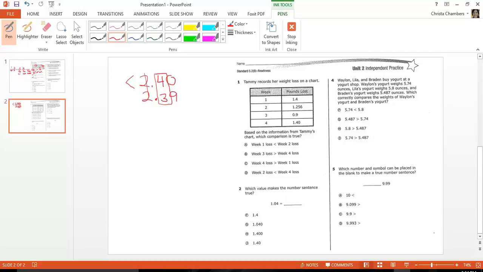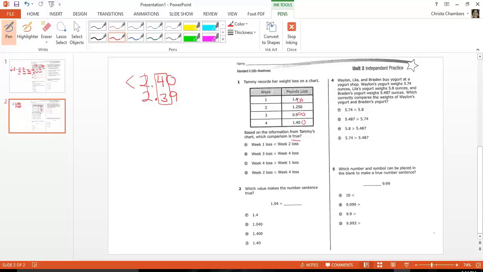Okay, so let's take a look at your paper, and we're going to look at number 1. The instructions say Tammy records her weight loss on a chart. Based on the information from Tammy's chart, which comparison is true? You can see A, B, C, and D are comparing, and it wants to know which week is greater compared to the other week. So what we need to do is add zeros to all of these so that we can get them to be the same length, and then we can look at those. Each of them goes out to the thousandths place. Each of them should have 3 places after the decimal.